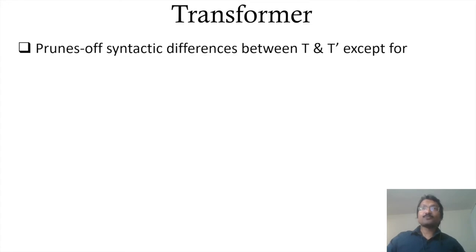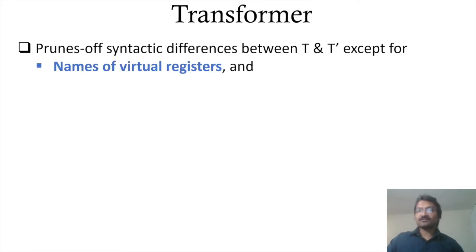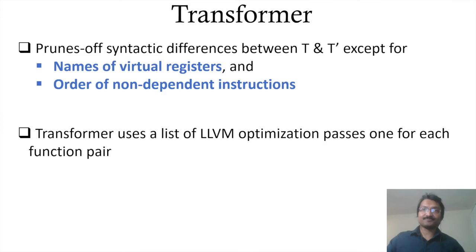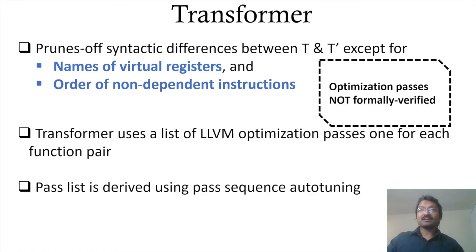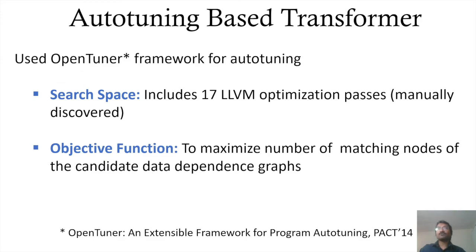The transformer is for pruning off the syntactic differences between T and T bar, except for the names of virtual registers and the order of non-dependent instructions. The transformer uses a list of LLVM optimization passes, one for each function pair. The pass list is derived using pass sequence autotuning. Note that the optimization passes are not formally verified. For autotuning, we use the OpenTuner framework, which uses a search space including 17 LLVM optimization passes, all discovered manually. The objective function of the autotuner is to maximize the number of matching nodes of the candidate data dependence graphs.